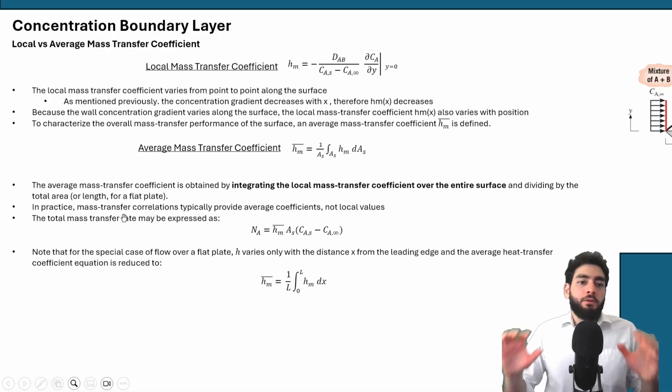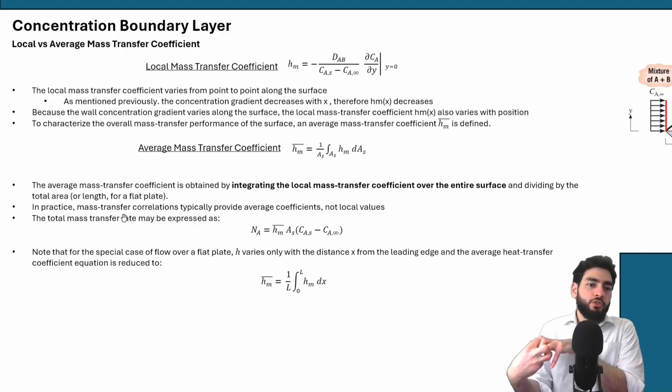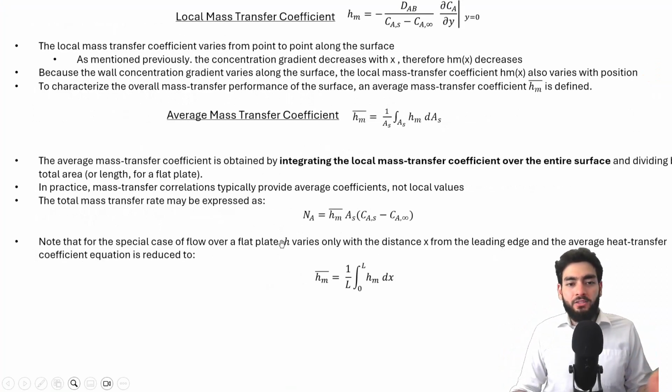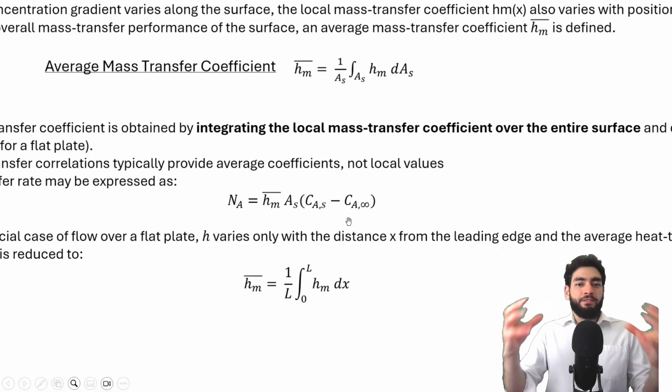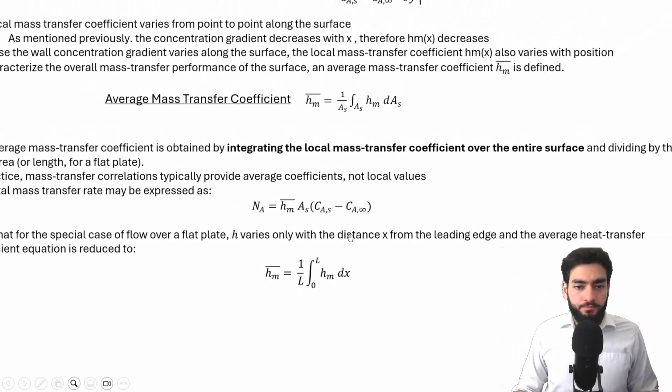In practice, similar to the convective heat transfer coefficient, the mass transfer coefficients and correlations are typically provided for average coefficients, not for local values. So the total mass transfer rate can be expressed using this equation, where you have the average mass transfer coefficient multiplied by the surface area multiplied by the difference in the concentration from the surface to the bulk.